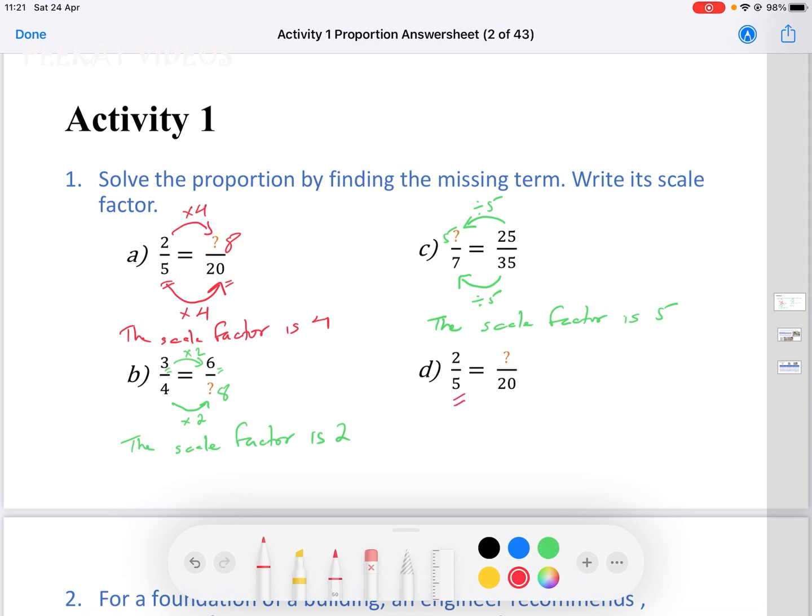Number D, I have made a mistake. I repeated the same question as in number A. So you can do it the same.